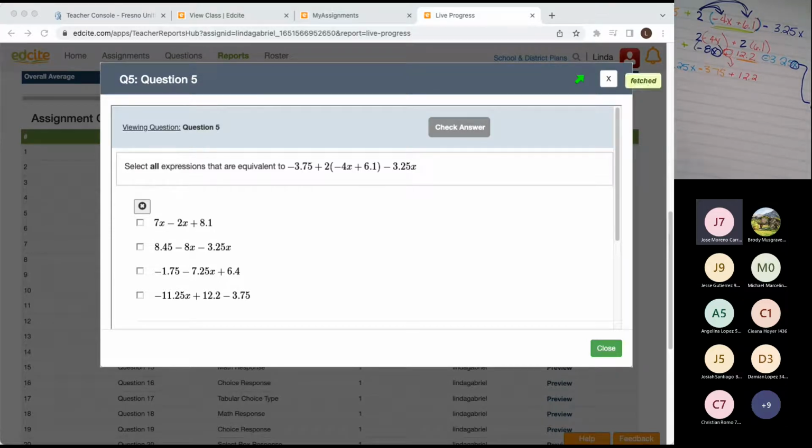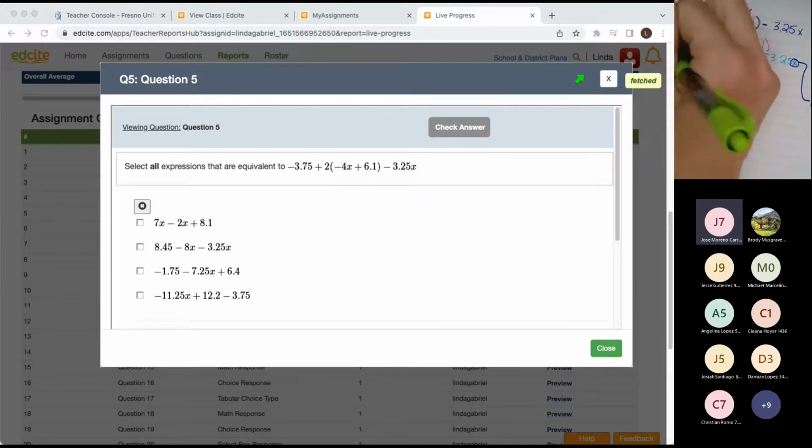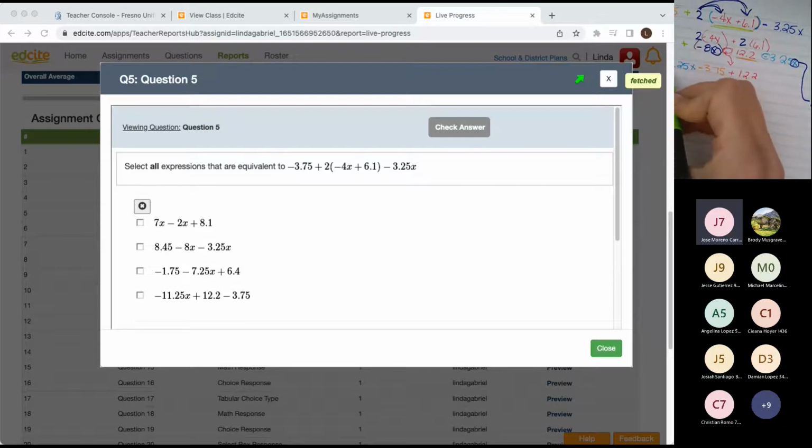Okay, so I have negative 8x minus 3.25x. So I am subtracting numbers with the same sign. That means my negative 8 is going to become greater in value on the negative side. So I'm going to have negative 11.25x. And then I have negative 3.75 plus 12.2.